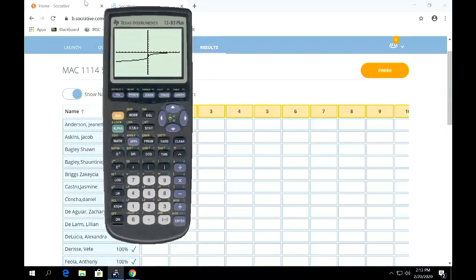Here it is. Going to y is equal to and clearing out what I have and grabbing the absolute value symbol. Go to math. Over to number operations and grab ABS for absolute value. Dump inside the absolute value what they have, which is x minus 1. Graph it. What do you think? Does that have an inverse? It doesn't pass a horizontal line test.